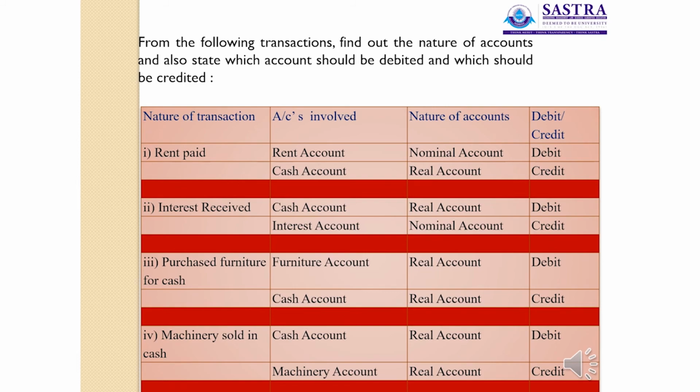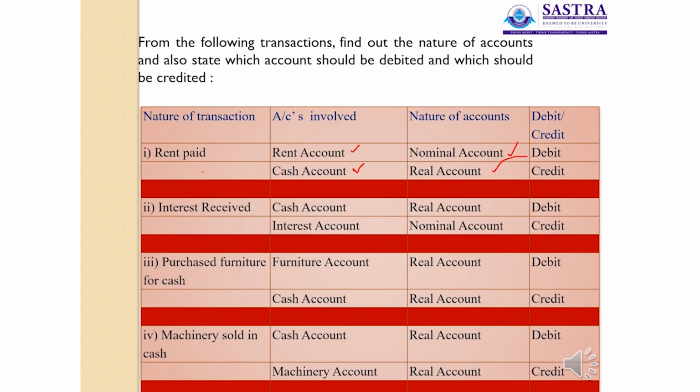What are the accounts involved here? Rent paid by cash. So what are the accounts involved here? One is rent account and another one is cash account. Next, you have to identify which type of account, whether it is a personal account, real account or nominal account. Here rent account is a nominal account because it is one of the expenses. Cash account is an asset, so that is a real account.